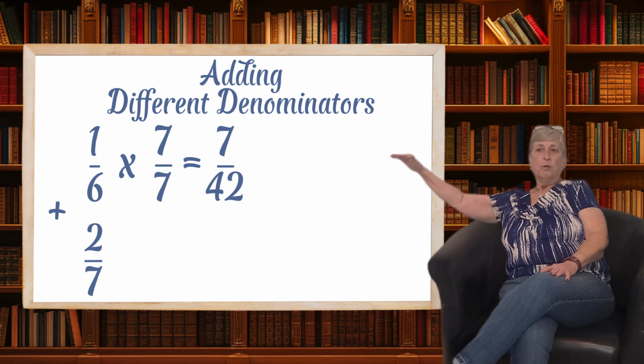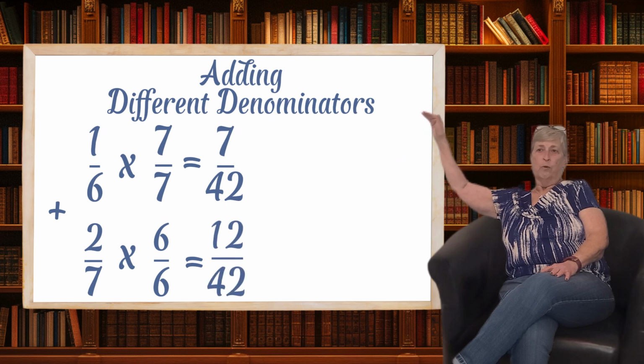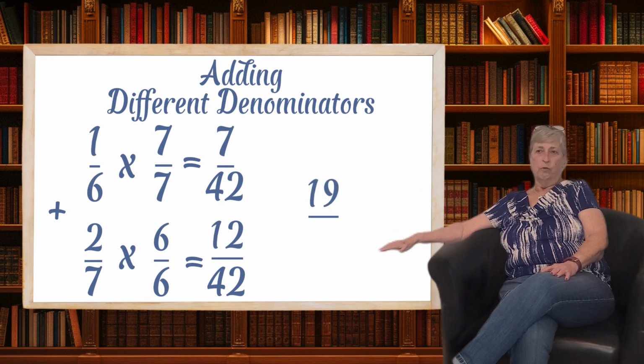All right, now let's move to the 2/7. Remember, to get 42 from 7, we have to multiply it by 6. So we have 2/7 times 6 over 6. 2 times 6 is 12. 7 times 6 is 42. So now we have 7 over 42 plus 12 over 42, which would give us 19 over 42.